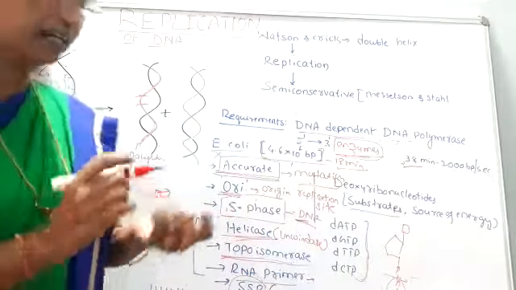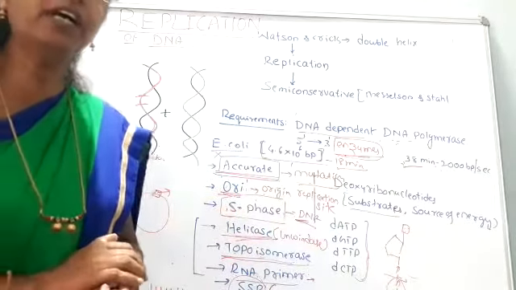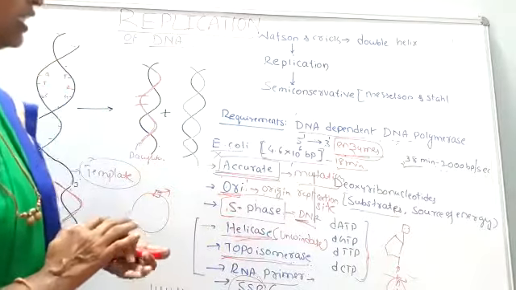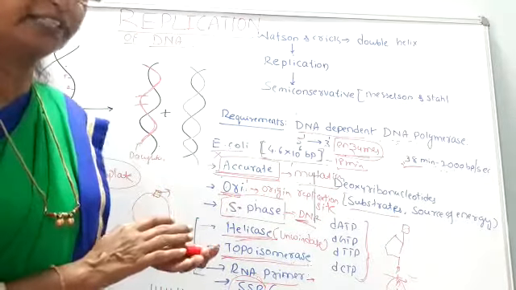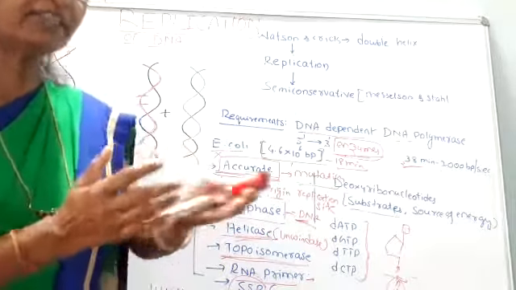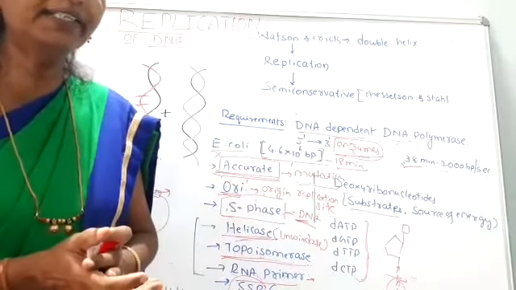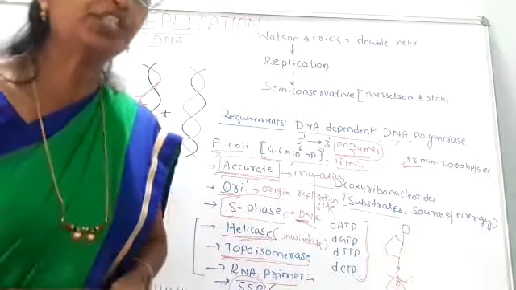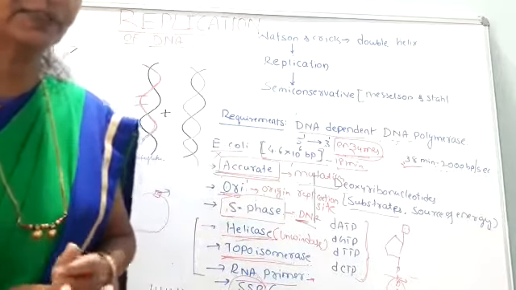So these are the essential requirements for the replication of the DNA in the case of prokaryotes, that is, in E. coli. So what are the steps? Further we will see what are the steps involved in the replication process. In detail we shall discuss. We will stop.